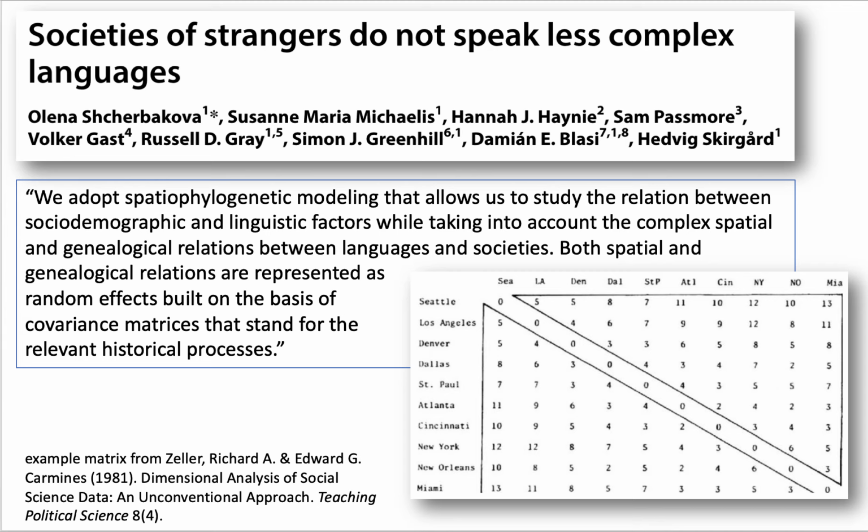They have something that's called a covariance matrix, and you have an example of that on the right, actually a very random example in the way that it's just the distance between US cities, right? So we have Los Angeles, the distance towards Seattle is 5, whatever, I don't know the unit there, and the distance between Los Angeles and Miami is 11, etc. And these types of matrices are taken into account in this type of analysis that they conducted. So they write, both spatial and genealogical relations are represented as random effects built on the basis of covariance matrices that stand for the relevant historical processes.